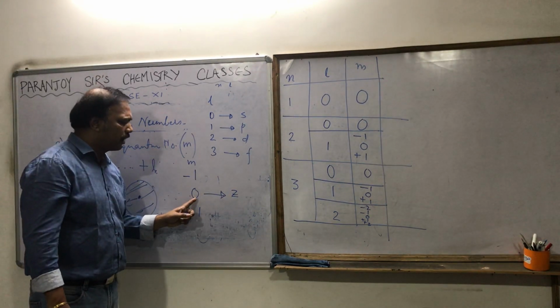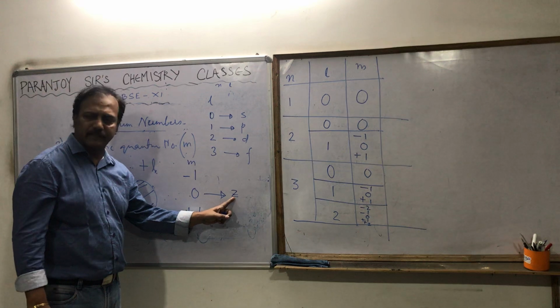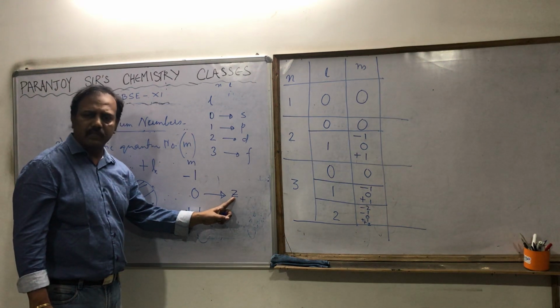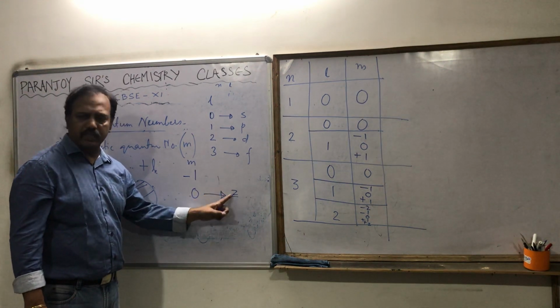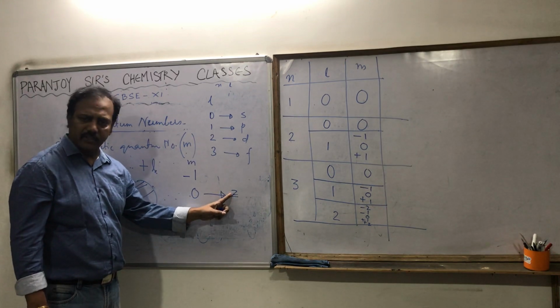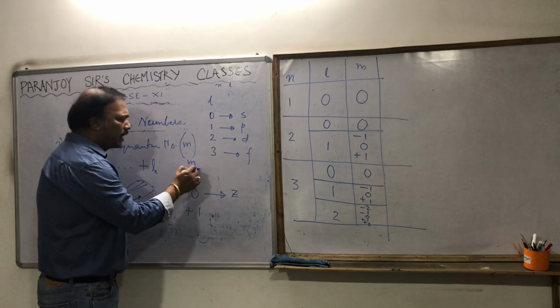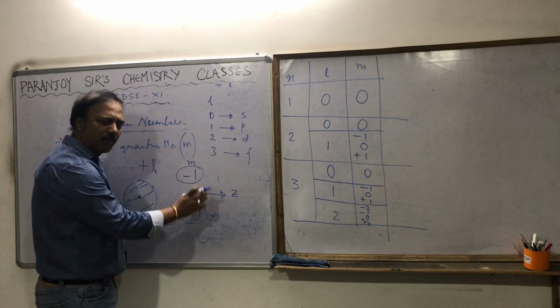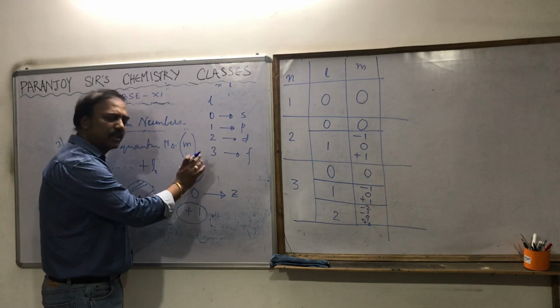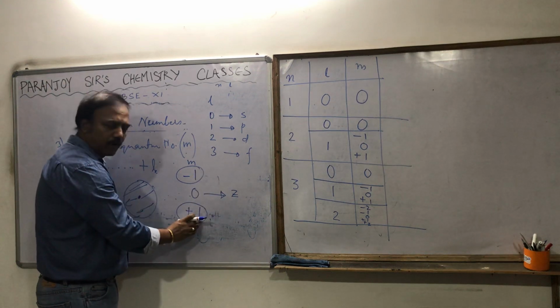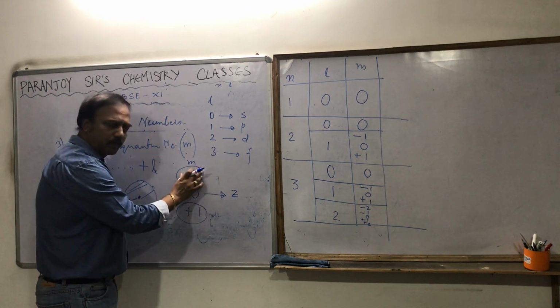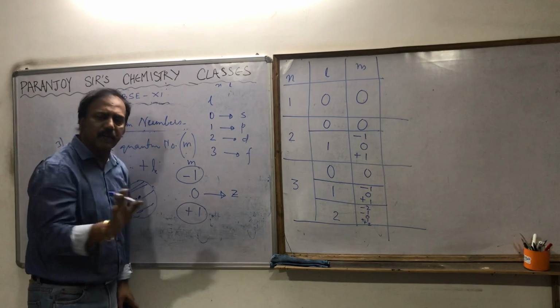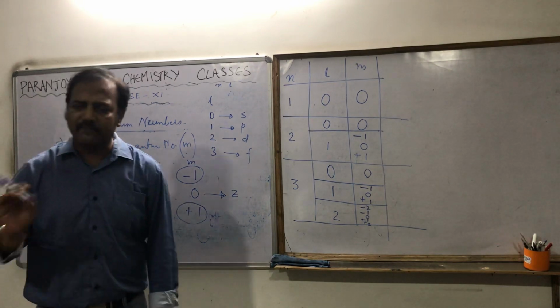So if m is equal to 0, we are talking of the p orbital directed along the z-axis. If m is equal to -1 or +1, it can be either x or y. You can write in case of -1 x, in case of +1 y, or vice versa, -1 y, +1 x. That doesn't matter. They don't have any exact value.